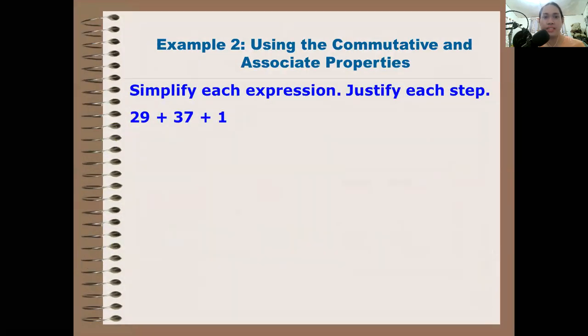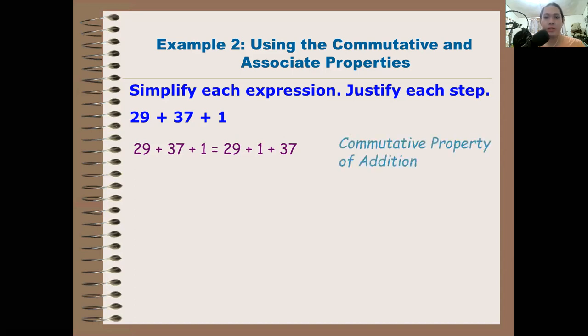So of course, let's have an example. Using the commutative and associative properties, simplify each expression and justify each step. For this, you're going to have 29 plus 37 plus 1 is equal to 29 plus 1, which is easier to use, plus 37, which is equal to what?